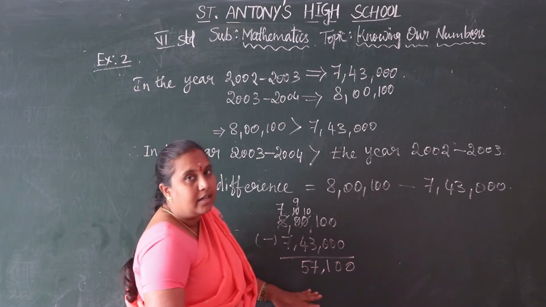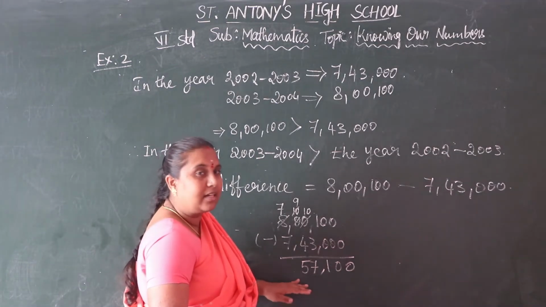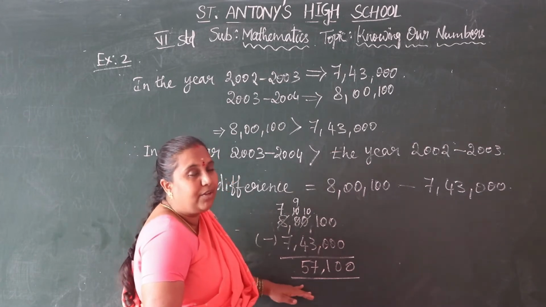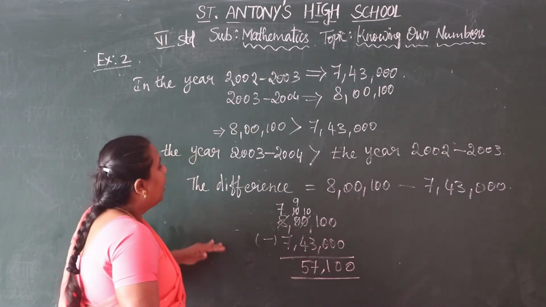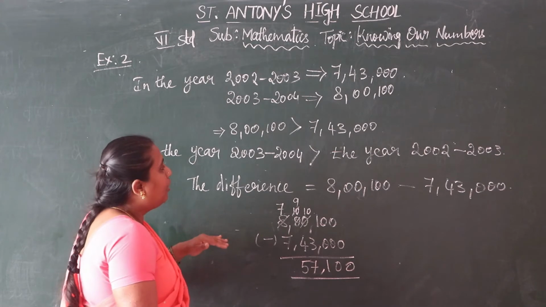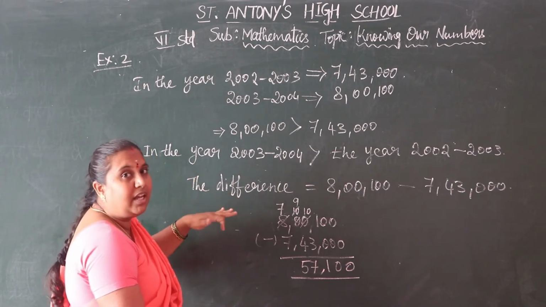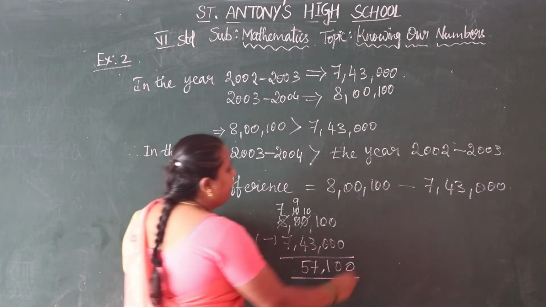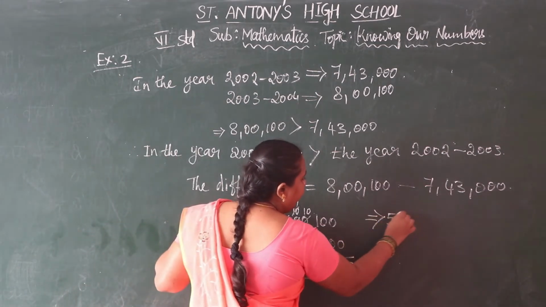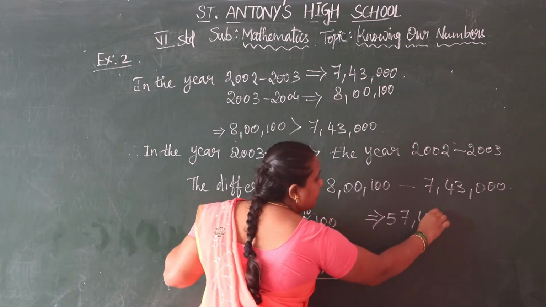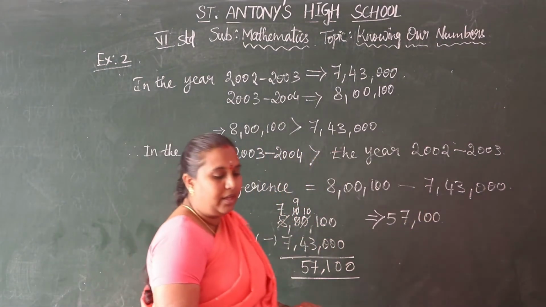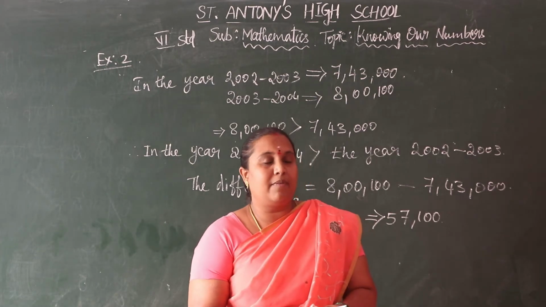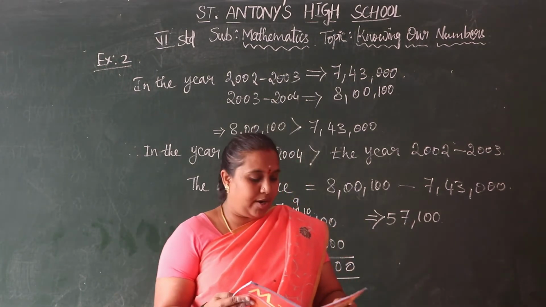This 0 is not considered, so we have this much only. What is the difference between the bicycles sold in 2002 and 2003, and then 2003 and 2004? The difference is 57,100 bicycles. Understood, children? Then based on this, let us see one sum in exercise 1.2.